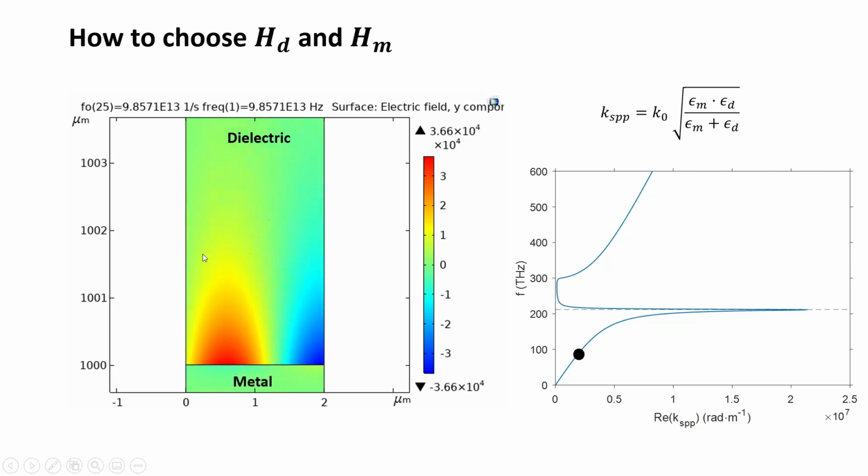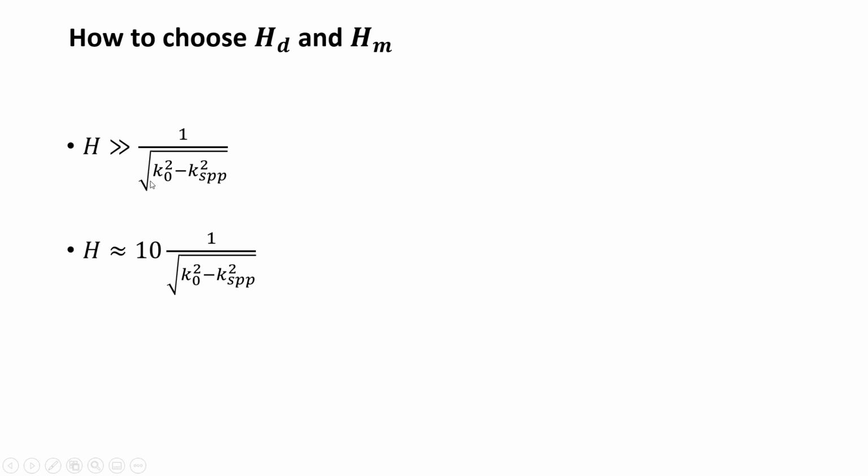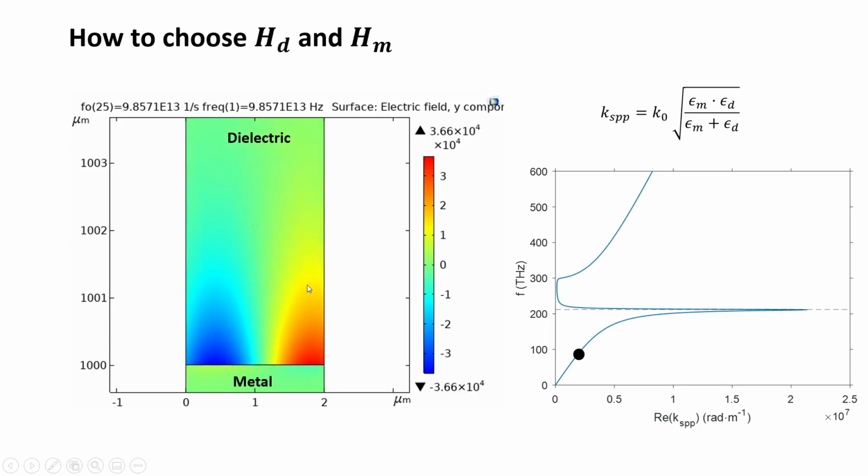In fact, you can easily derive the best height for the dielectric based on this relation here. But from a practical point of view, you can just keep it as high as you want if you need to solve frequencies close to 0. The other observation here is that the mode doesn't extend too much into the metal, so you can choose the metal height not too large. It can be very small.